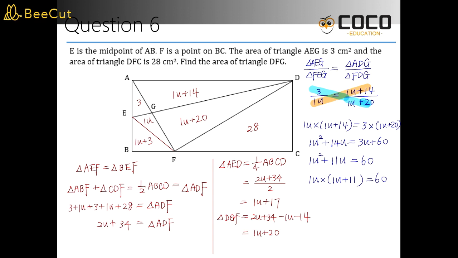So we have to do a bit of guess and check. The difference between 1U and 1U plus 11 is 11. Then it will be 4 and 15. 4 times 15 equals 60. So 1U equals 4. The area of triangle DFG is 1U plus 20, so the area is 4 plus 20, which is 24.